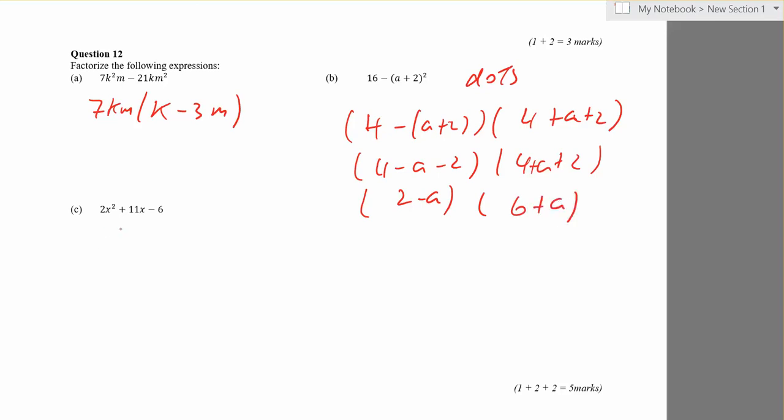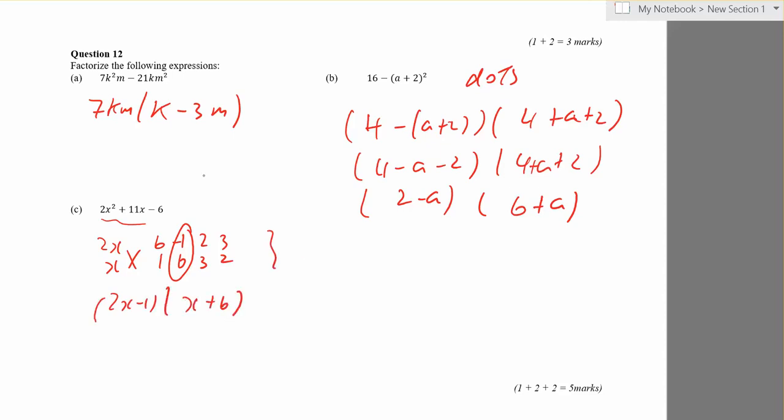Okay. Next one, there's no common factor, so I'm hoping it's a non-monic cross product. 6, 1, 1, 6, 2, 3, 3, 2. Let's see which one works. 2 and 6 won't work. 2 times 6, 12, 12 and 1. Does it give you 11? Yes, it could, if I have positive 12 and negative 1. Okay, so (2x minus 1)(x plus 6). Remember to show your working, please. Else, if you get it wrong, I can't give you the mark at all. That's worth 2 marks.